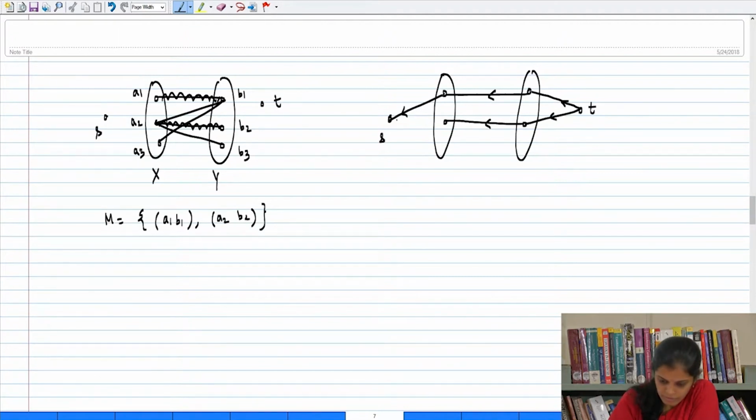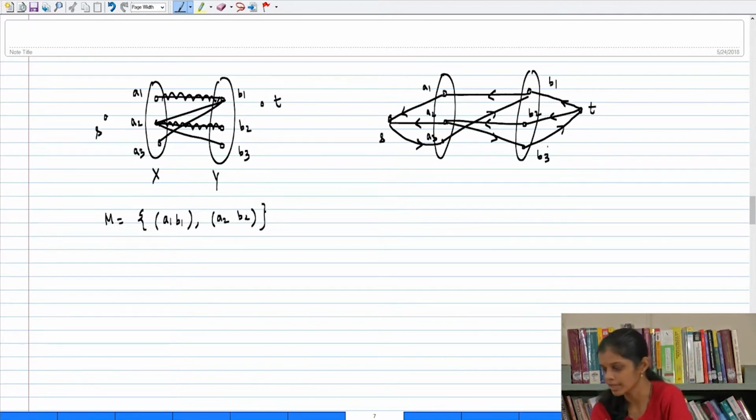What about the rest of the edges? Sorry, this is a reversed edge. What about the rest of the edges? They are all forward, that is A3 to B1 is a forward edge, A2 to B3 is a forward edge, similarly S to A3 is a forward edge, and this is a forward edge. So this is how the residual network looks like with respect to the maximum matching, or the corresponding max flow.